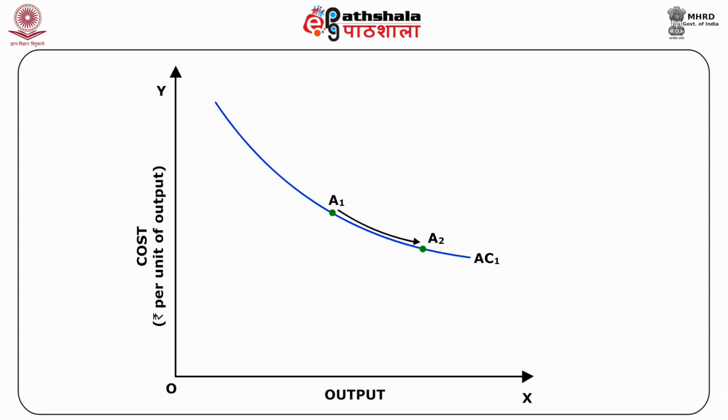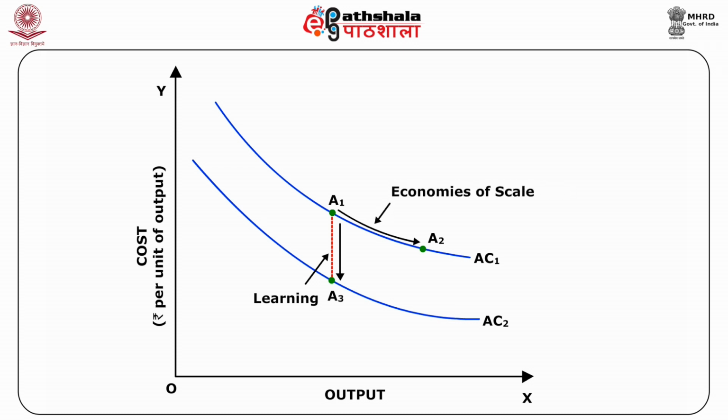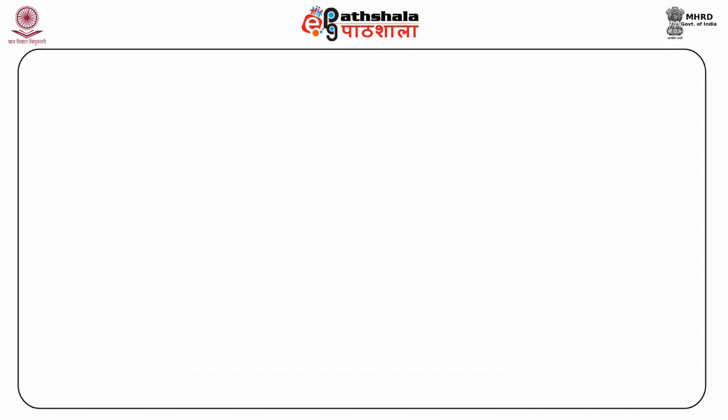The movement from A1 to A2 is due to increasing returns to scale. However, when the firm moves from AC1 to A3 on AC2, there is reduction in cost on account of learning. Hence, the figure shows that a firm's average cost of production declines over time and there are economies of scale in production. Let us now understand the significance of learning curve.